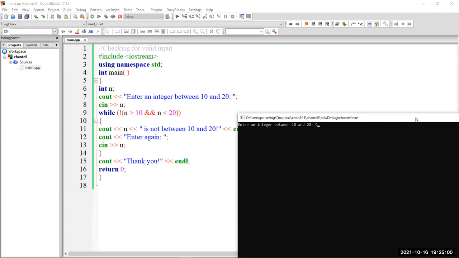So I'm a naughty student. I put in 9. 9 is not between 10 and 20. Enter the number again. Let's take a number, 25. 25 is not between 10 and 20. Enter it again. This time I'm going to put in 15. I know 15 is a number between 10 and 20, and it should say thank you. All right?